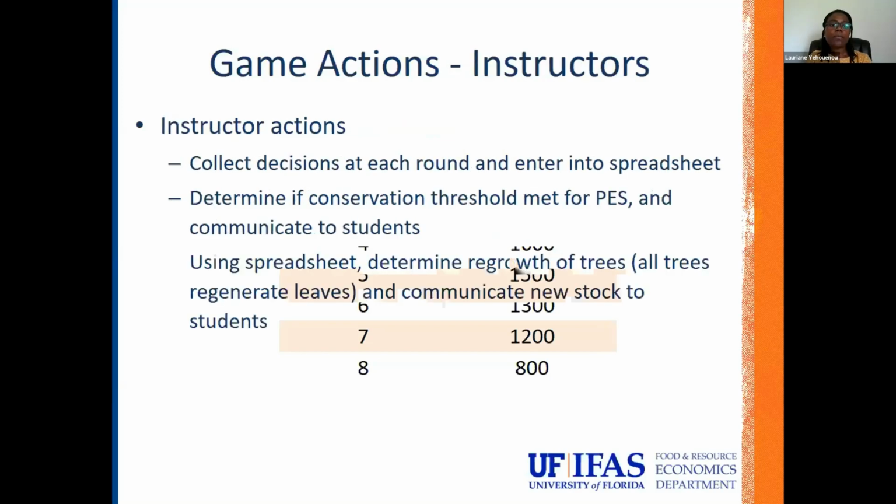As for the instructor, the main actions are to collect the decision from each student or player, enter it into their spreadsheet, and determine if the threshold was met to get a bonus if they are playing the treatment. They also use that spreadsheet to determine a regrowth mechanism that is implemented for trees and leaves. At the end of each round, the trees will grow and the leaves as well, and the instructor communicates the new stock to the students.